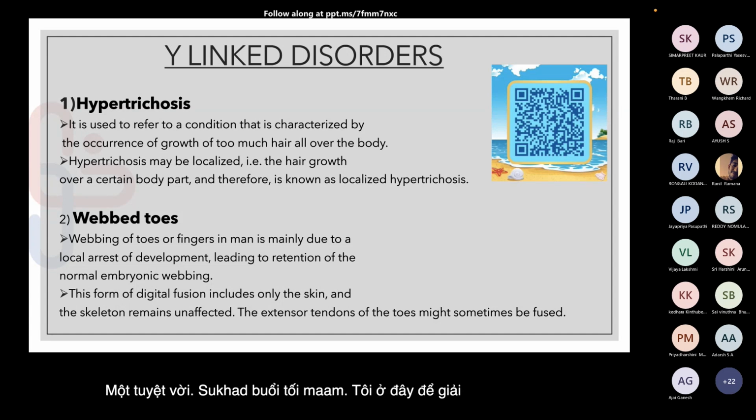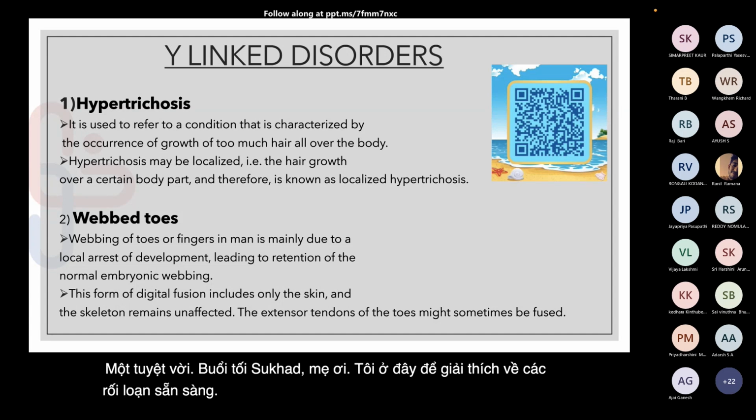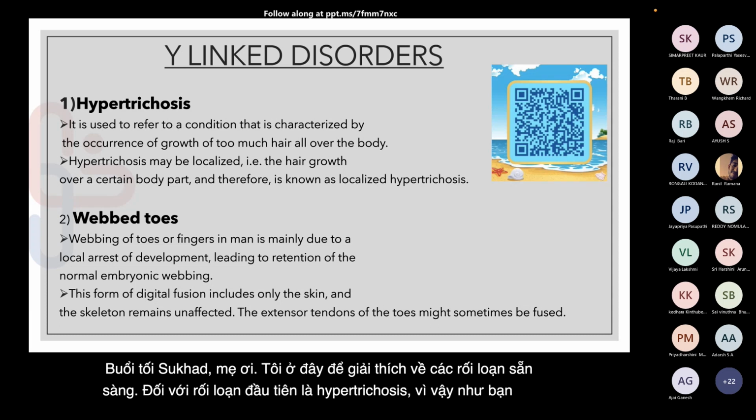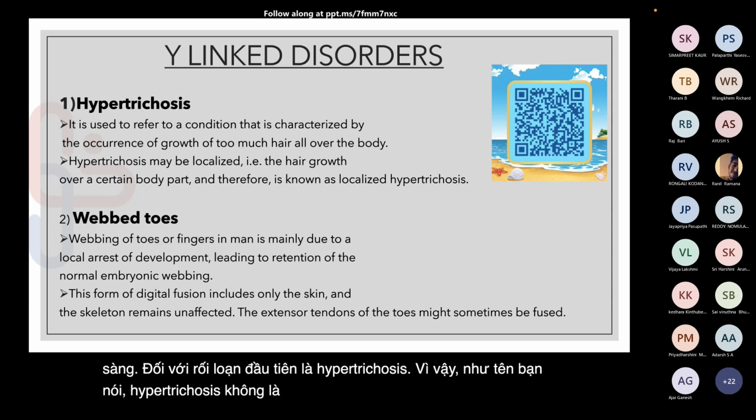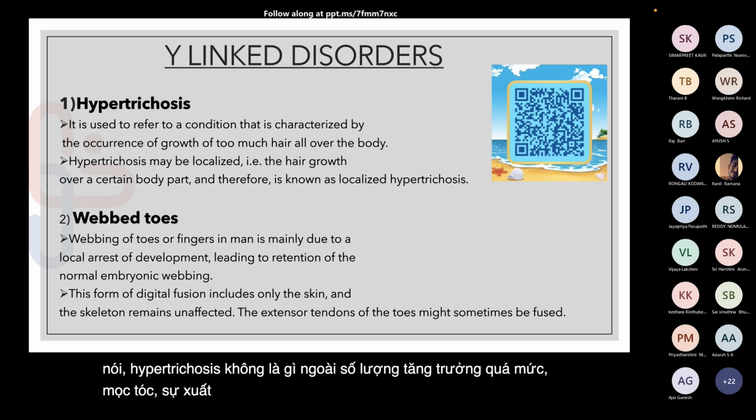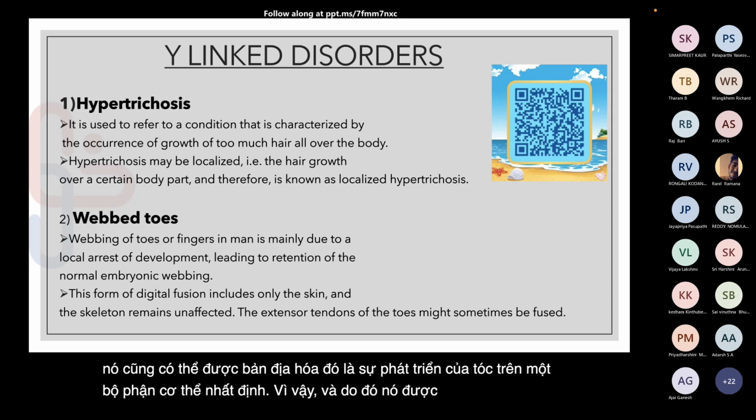So the first disorder is hypertrichosis. As the name says, hypertrichosis is nothing but an excessive amount of hair growth, too much hair growth all over the body. It can also be localized, that is, hair growth over a certain body part, and therefore it is called localized hypertrichosis.